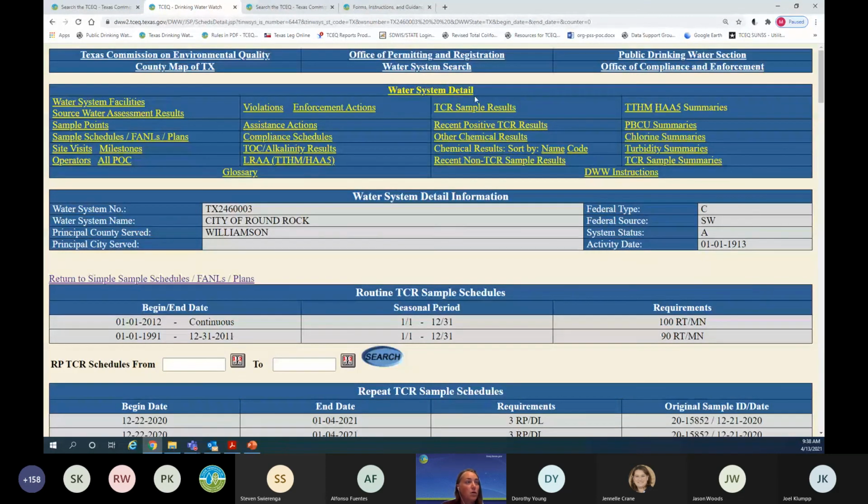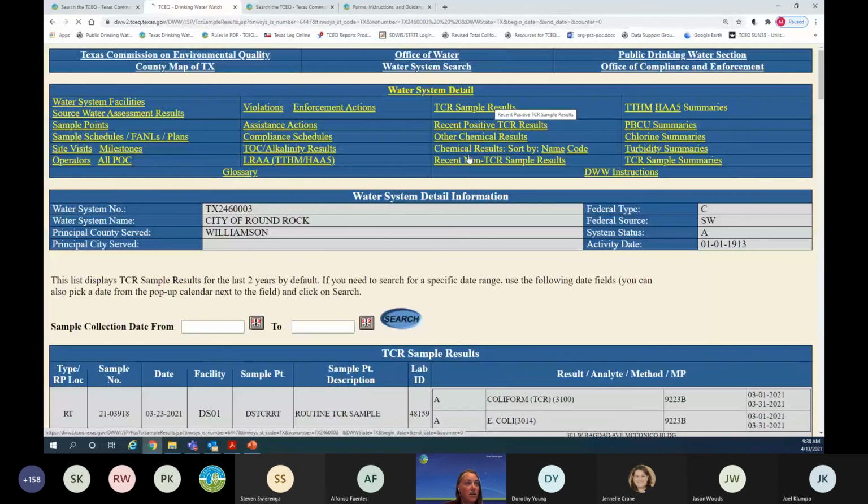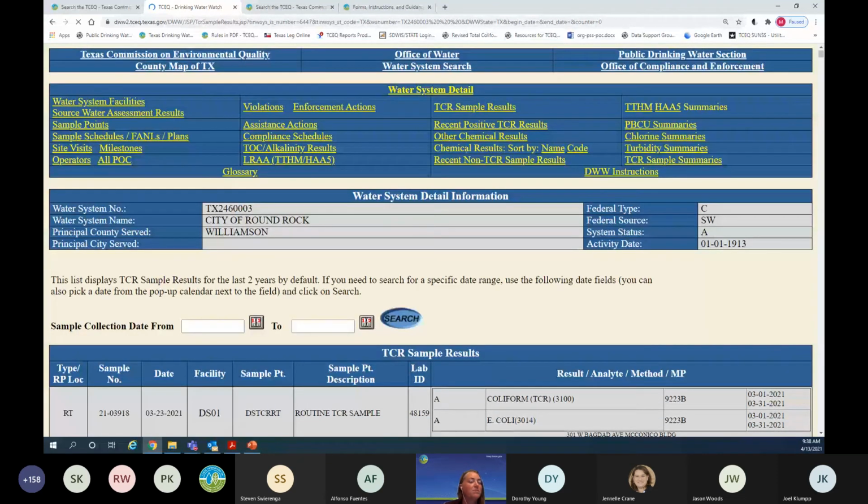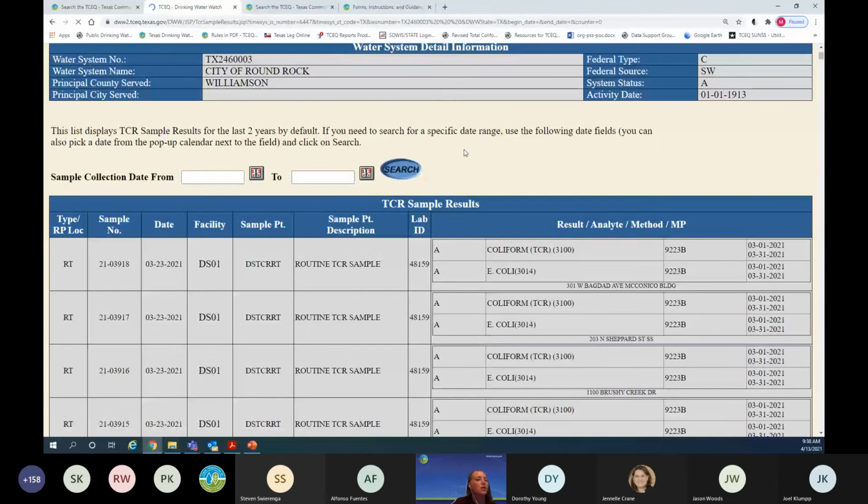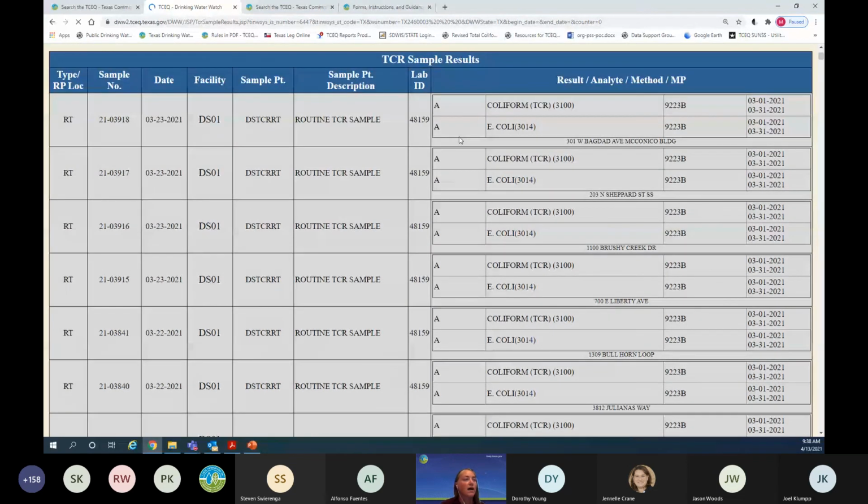In this third column over, you have the option of TCR sample results. By clicking on this, you'll be able to see the results that we have in our database. Of course, it's not loading. There we go. All right, so you're going to be able to see all the samples we have for that system and the date that we obtained it.